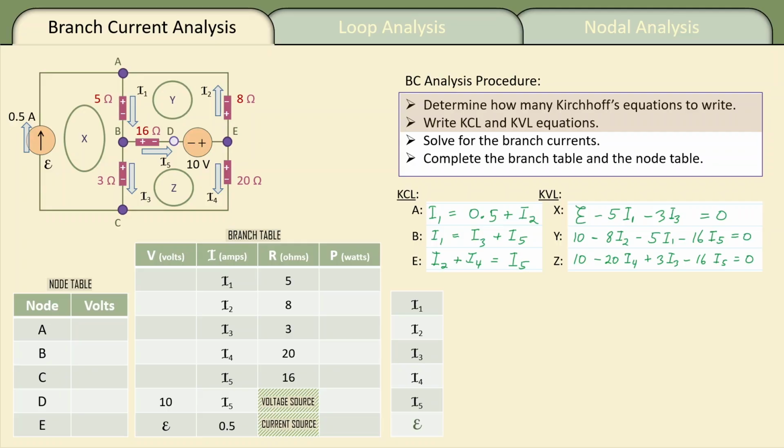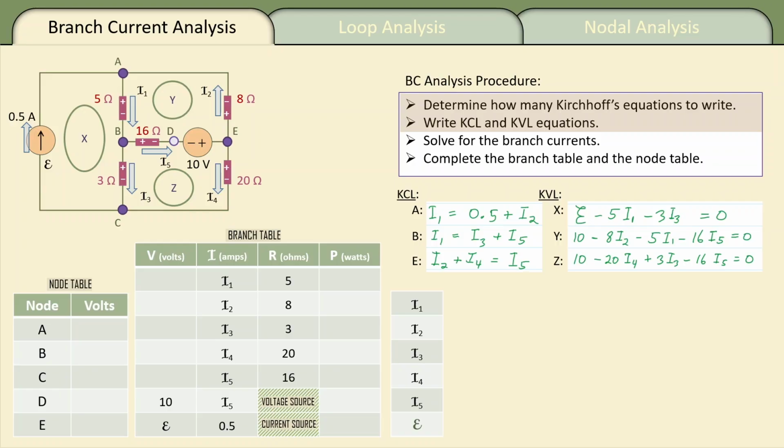For junction B, you'll see I1 enters B, and I3 and I5 leave. That's our second KCL equation. Last but not least, at junction E, I5 enters, and it goes out as I2 and I4.